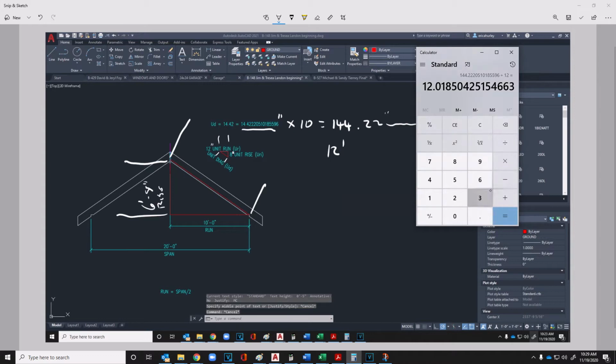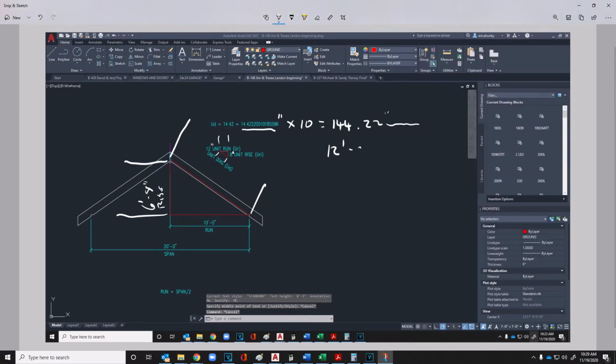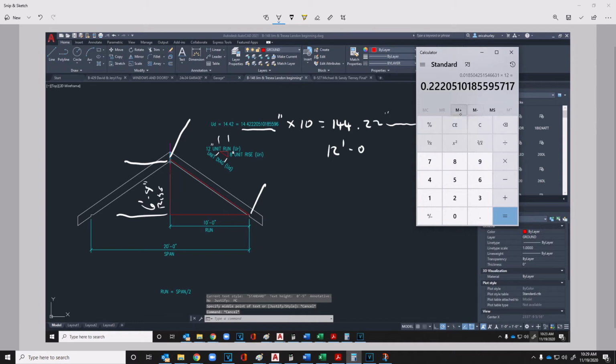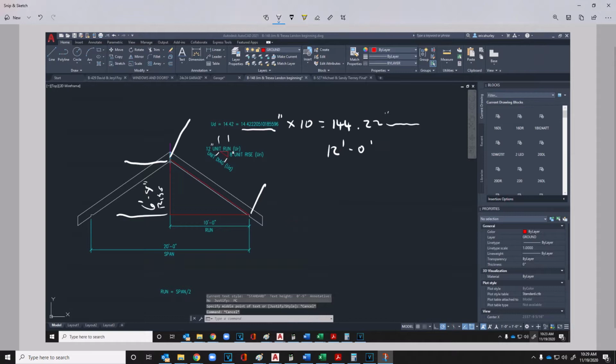Feet. All right, I'm going to subtract that 12, and then I'm going to multiply that times 12 again to give me 0.22222. All right, so there's 0 inches. So I can take this number here and multiply it by 16 to find out that it's going to be 3.55 or 4/16, which is 1/4. So now I know that it is 12 feet, 0 and 1/4 in here.